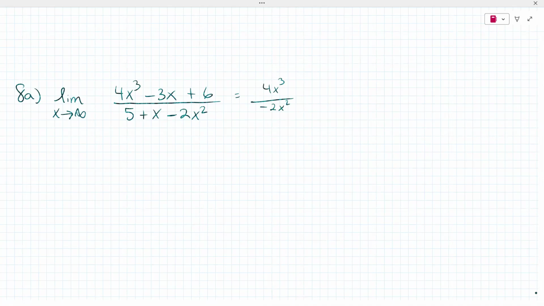And what can you conclude about the power? It's top heavy, so it's going to be oblique. And what happens when you have oblique? You're going to have to use long division. So step one, find the oblique asymptote.